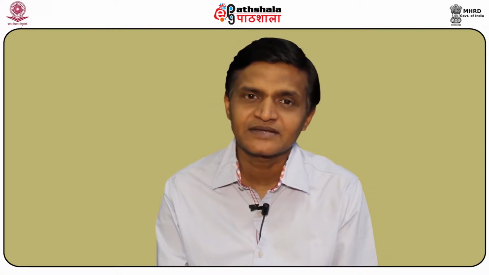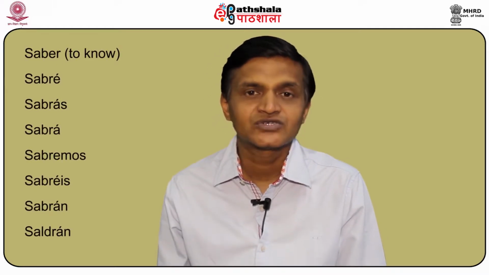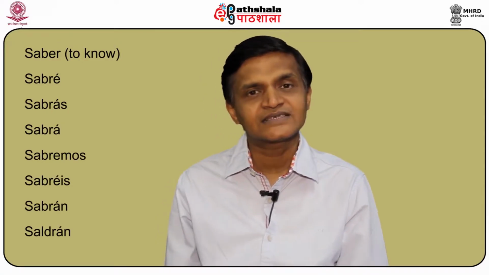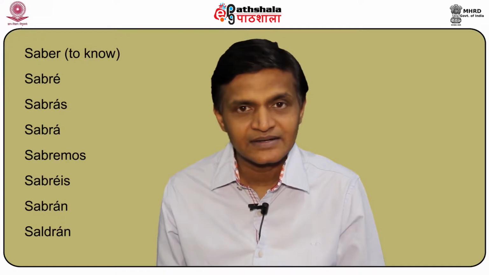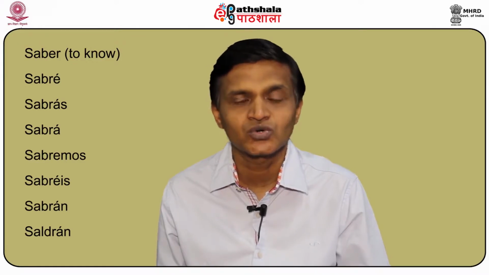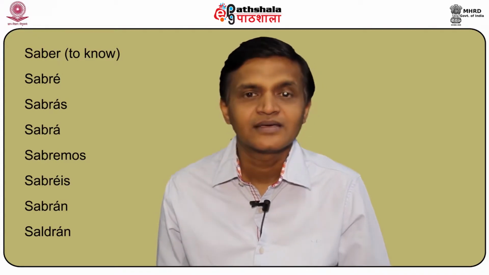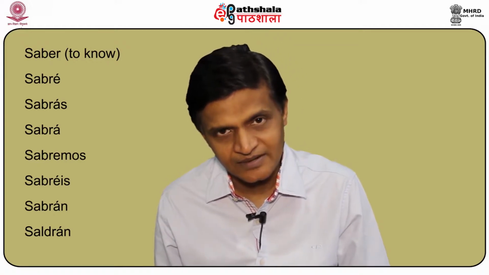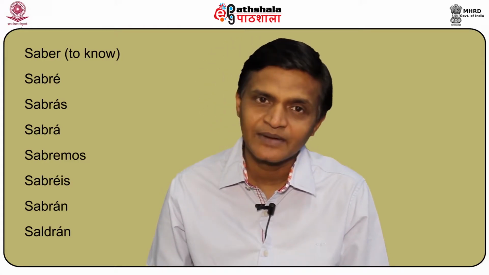What happens in verbs like saber? Verbs like saber drop the vowel of the infinitive entirely. So instead of saberé, it becomes sabré. I repeat, verbs like saber drop the vowel of the infinitive completely. Saber becomes sabré. The conjugation of this is yo sabré, tú sabrás, él, ella, usted sabrá, nosotros sabremos, vosotros sabréis, and ellos, ellas, ustedes sabrán. Sabré, sabrás, sabrá, plural, sabremos, sabréis, and sabrán.